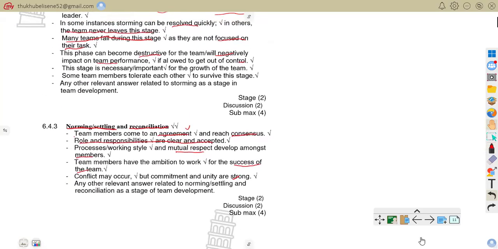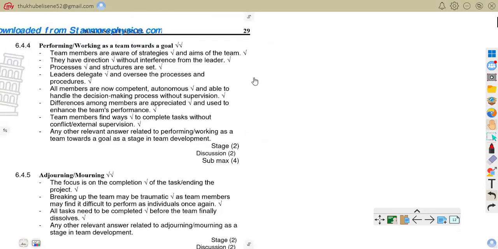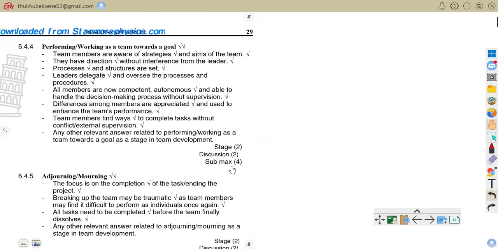Now we have to move on to the performing stage. After the norming, we are coming to the performing stage. Now our team is performing. Now our team is working according to what is expected of them. So they are in the right direction now.